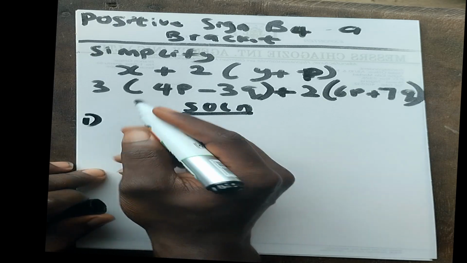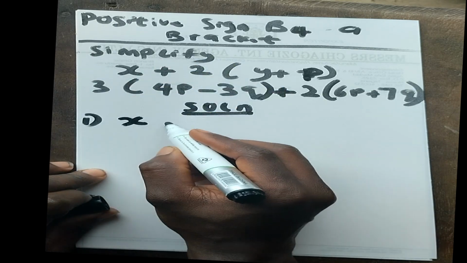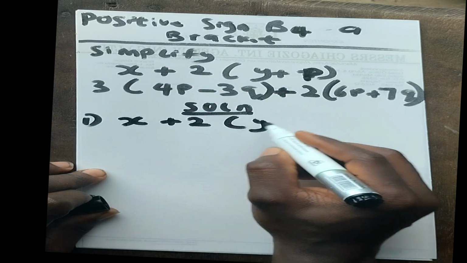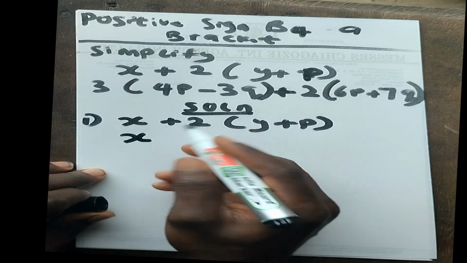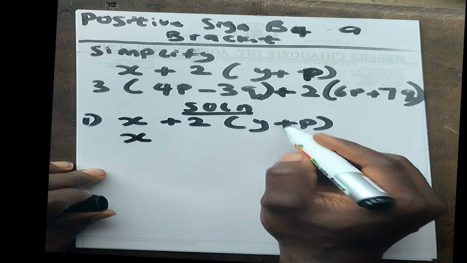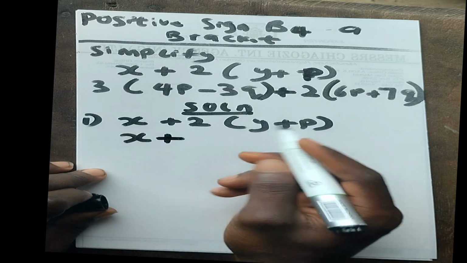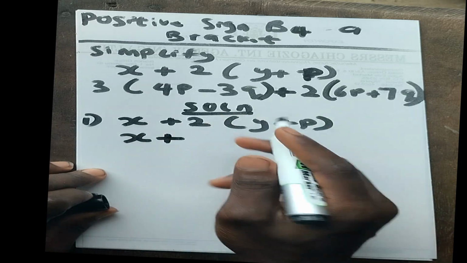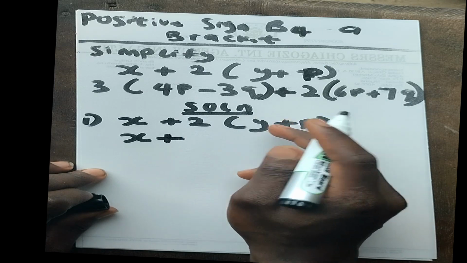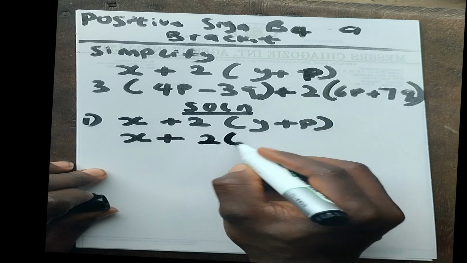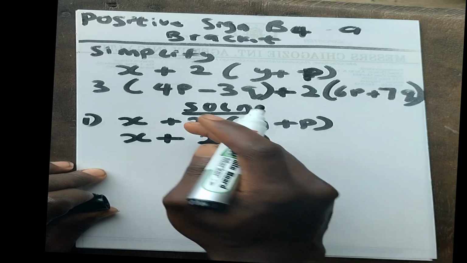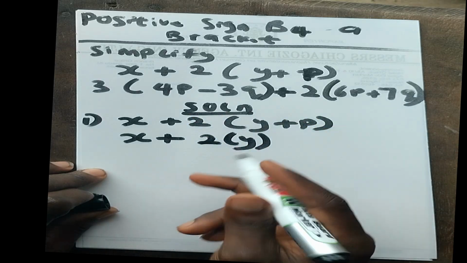Number one, let's solve s plus 2 bracket y plus b. We are told to simplify. So you have to remove the bracket. This is the term connecting it: s plus. Let's remove this bracket by expansion. This sign has to remain. This becomes 2 times y, so you have 2 bracket y. You have to multiply each of these terms individually by 2.